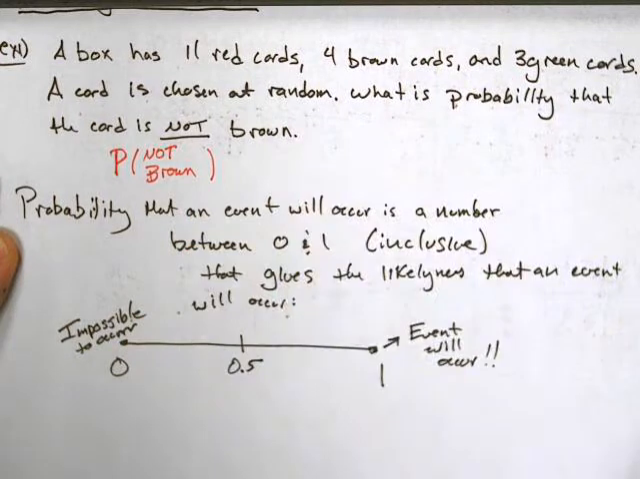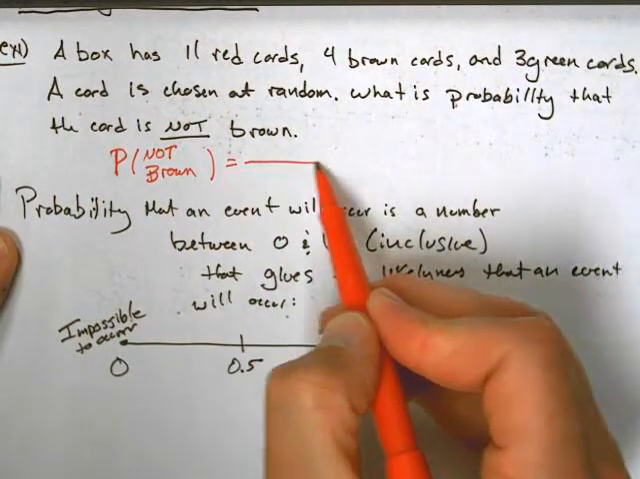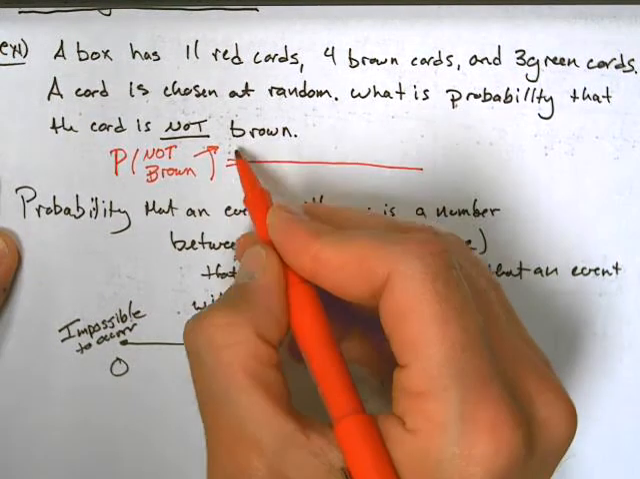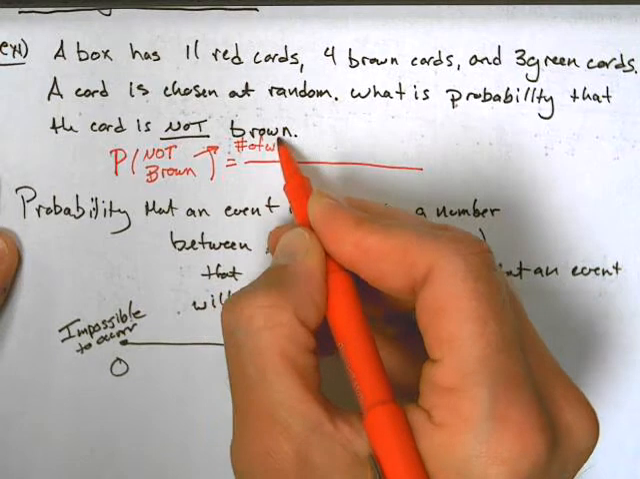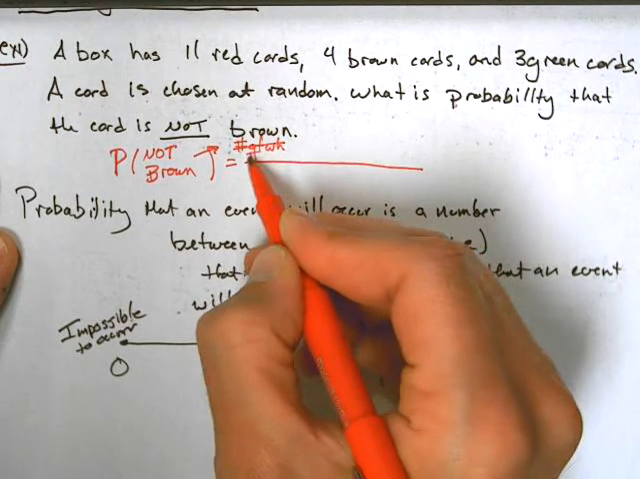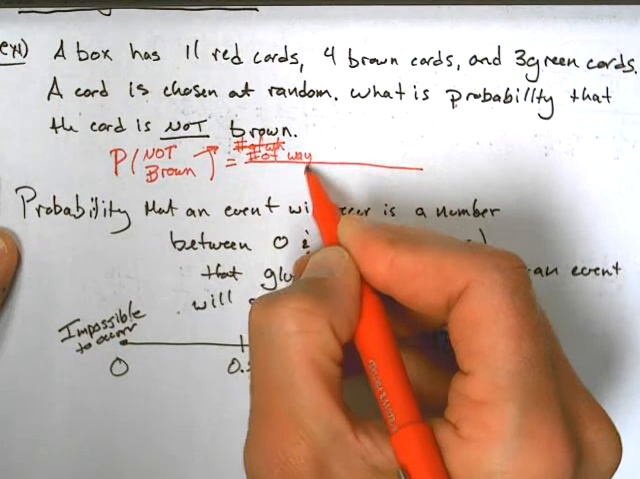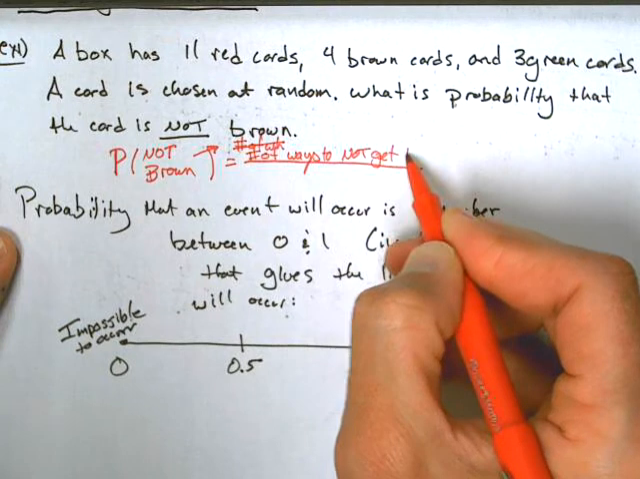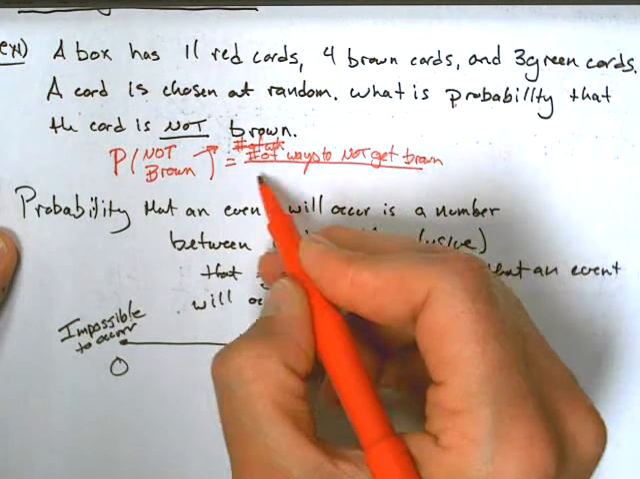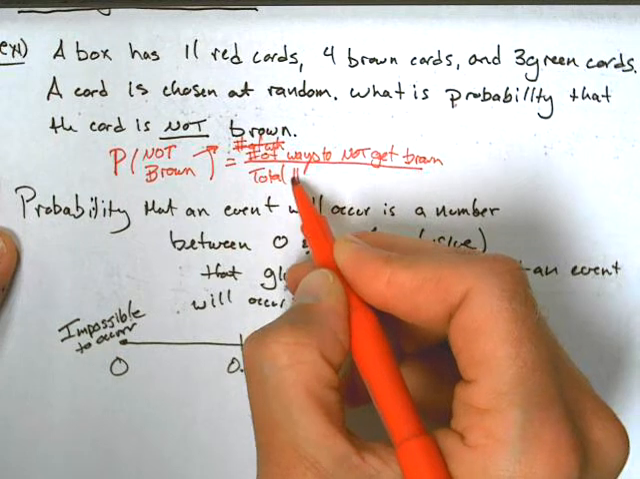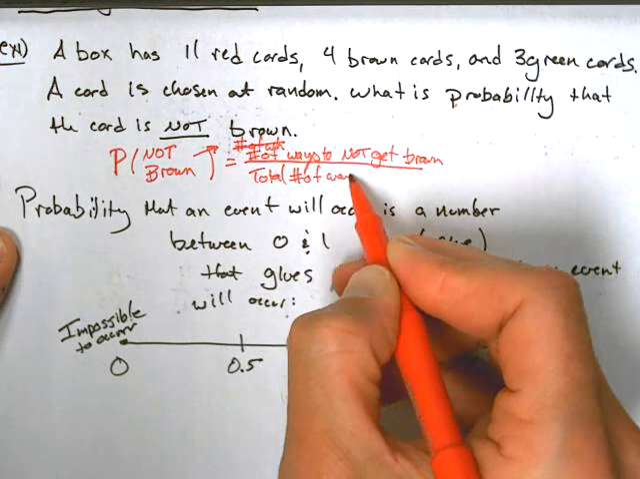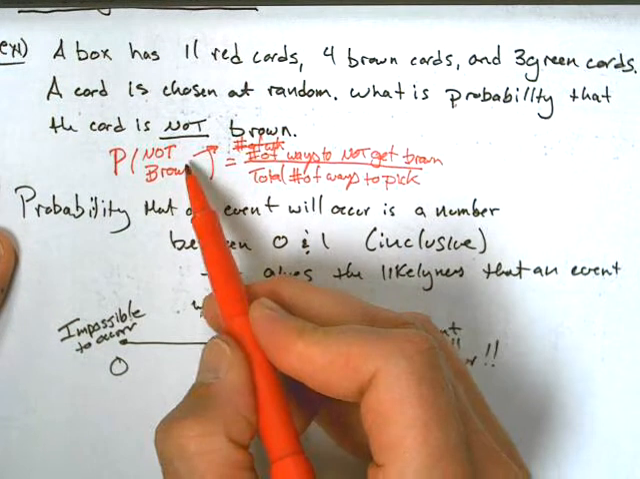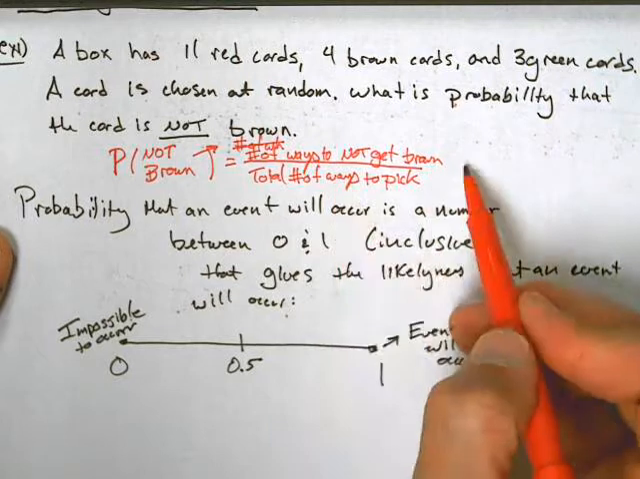So probability is a very simple ratio. It's just a fraction, okay? The top is you have to count the number of ways to get what you want. So we have to get the number of ways to not get brown, out of the total number of ways to pick. So it's always the number of ways to get what you want out of all possible ways this could occur.